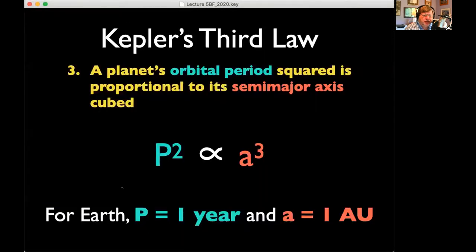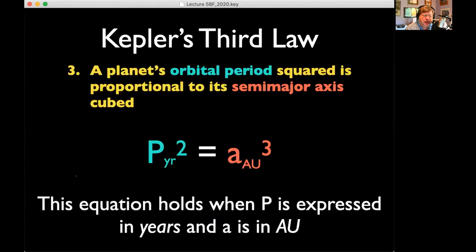Okay, so there it is. P squared is proportional to a cubed. After you measure the period in years and the distance in AU, then that's exact.